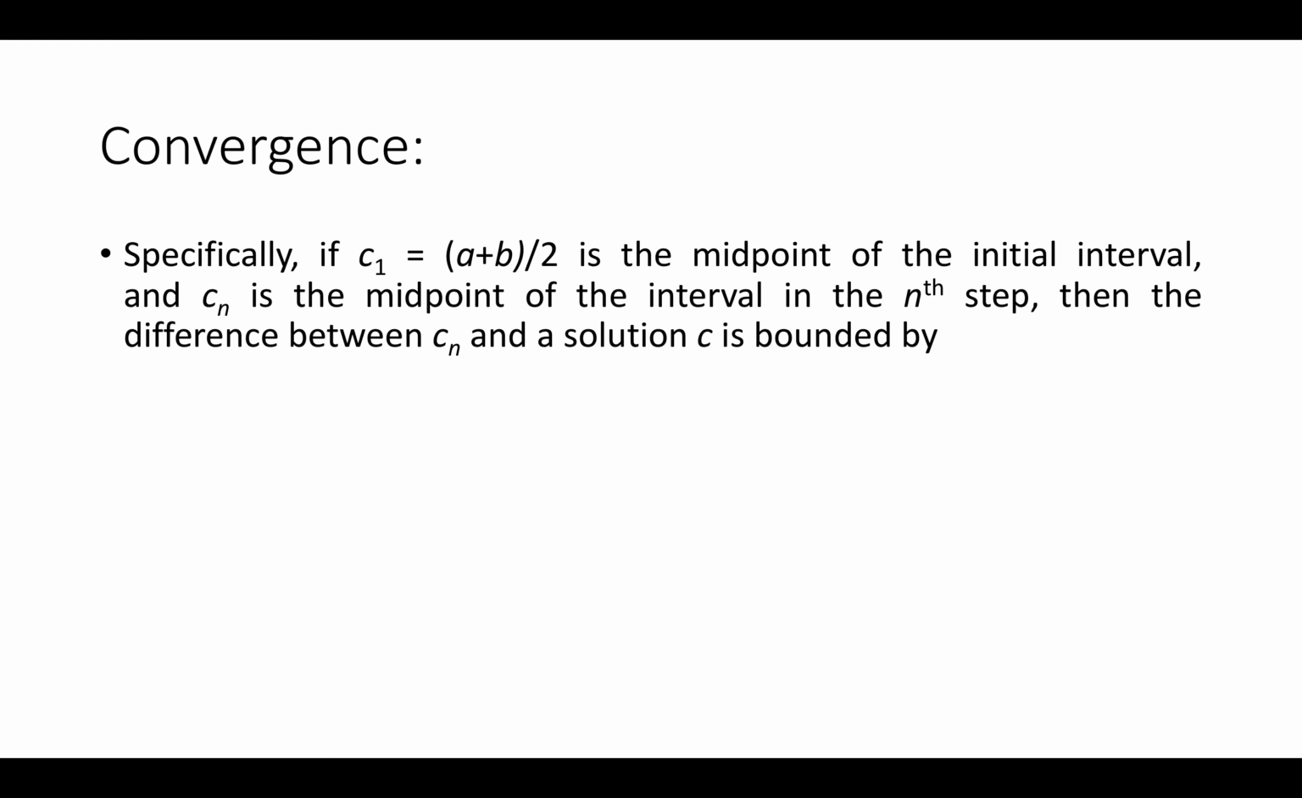Now we've discussed convergence. In brief I'll discuss the convergence of the bisection method, specifically if C1 is equal to a plus b by 2, the midpoint of the initial interval, and Cn is the midpoint of the interval at the nth step. Then the difference between Cn and the solution C is bounded by the absolute value of Cn minus C is equal to the absolute value of b minus a divided by 2 raised to power n. So this is the convergence formula for the bisection method.